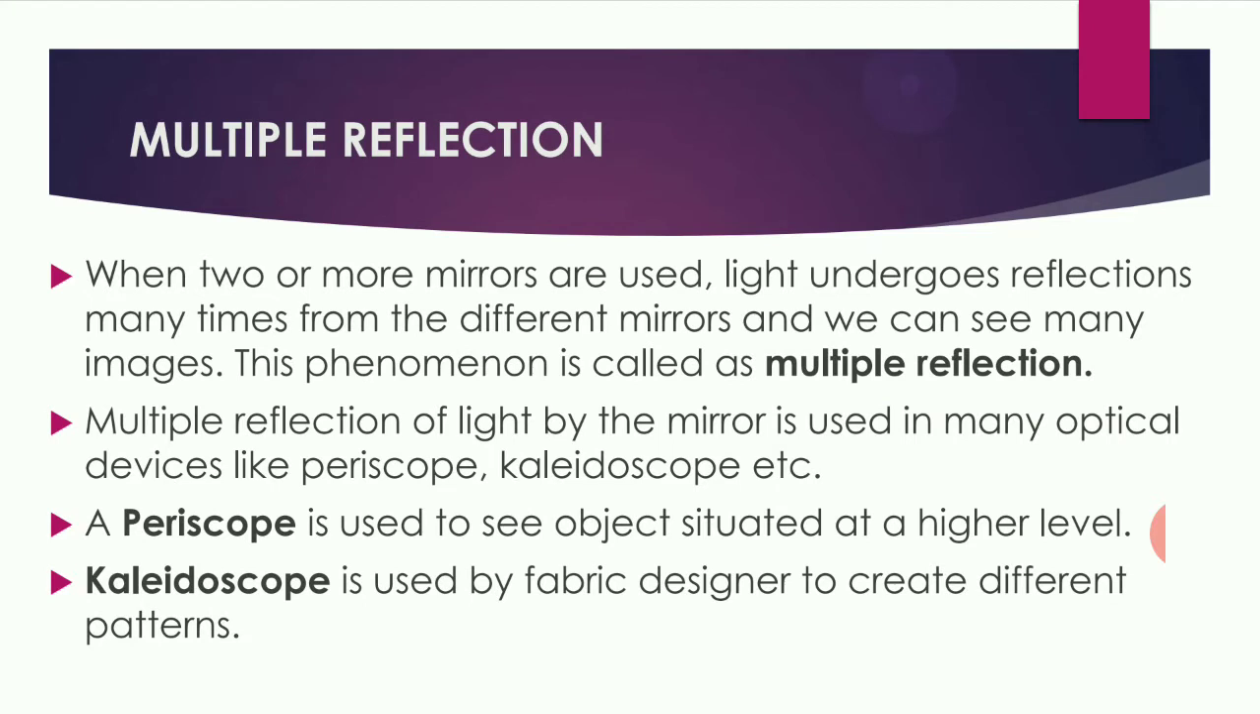Next, multiple reflection. The word multiple reflection means many images are formed. When two or more mirrors are used, the light undergoes reflection many times from different mirrors, and we can see many images. Suppose you are using two or more mirrors and you place one object, you will see many images of that object. That kind of reflection is called multiple reflection.